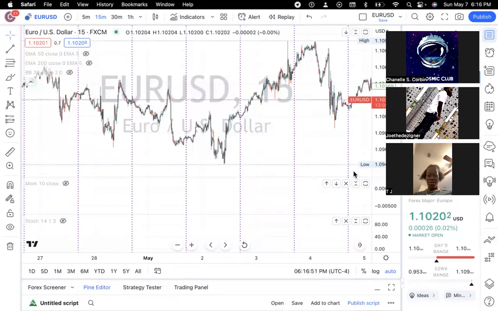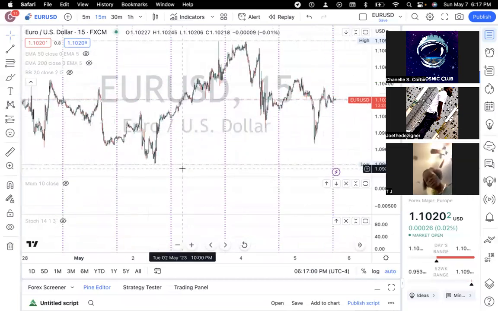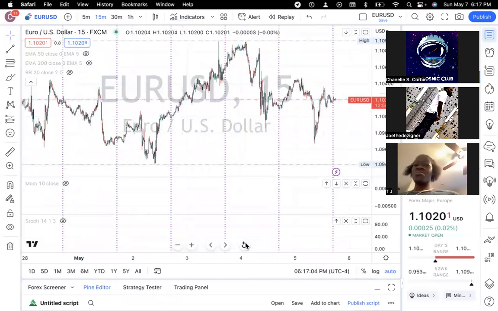Yeah, the indicators are great ways to confirm what you're seeing, but they're not the end all be all. Now, one of the most common chart patterns that we should be able to recognize is called head and shoulders.